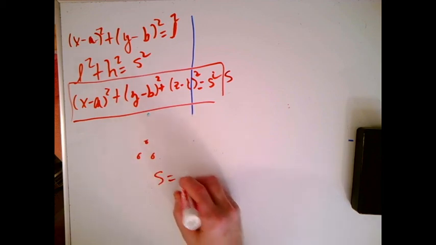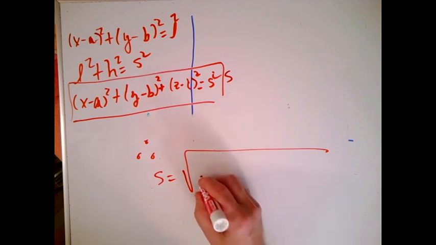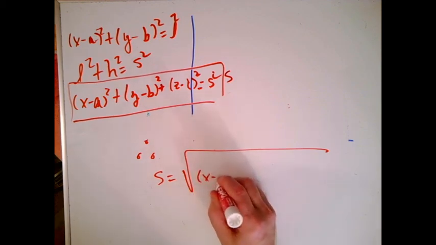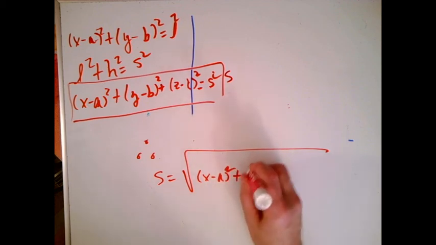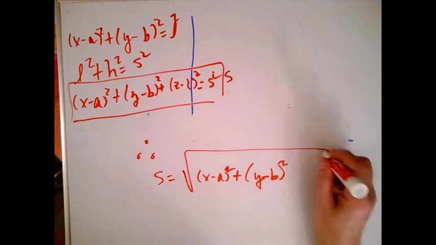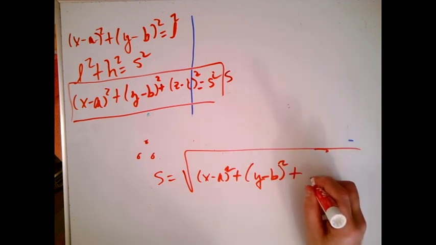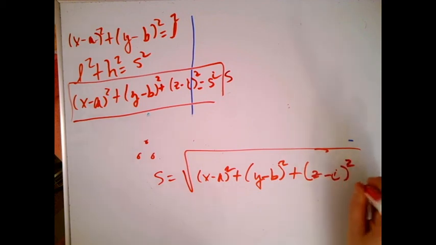S, the distance, is going to be the square root of (x minus a) quantity squared plus (y minus b) quantity squared plus (z minus c) quantity squared.